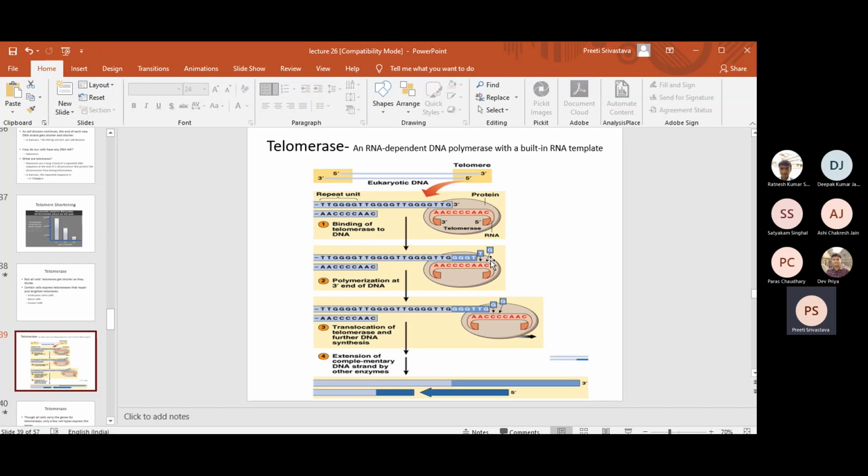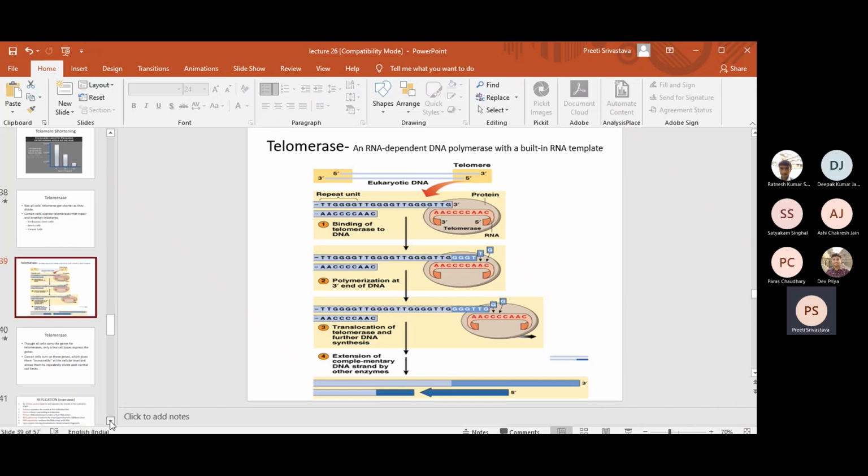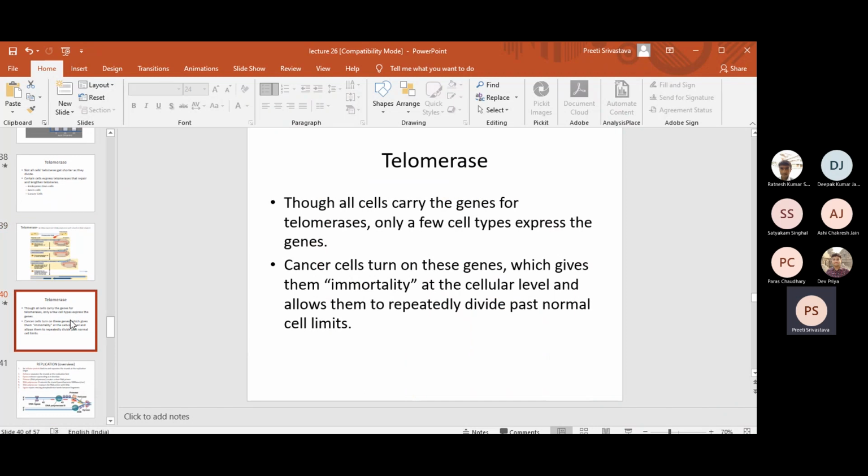Yes, ma'am. Yes. So this is how telomerase works. So if telomerase is not there in these cells, then telomere shortening will happen in those cells as well. Right? Yes.